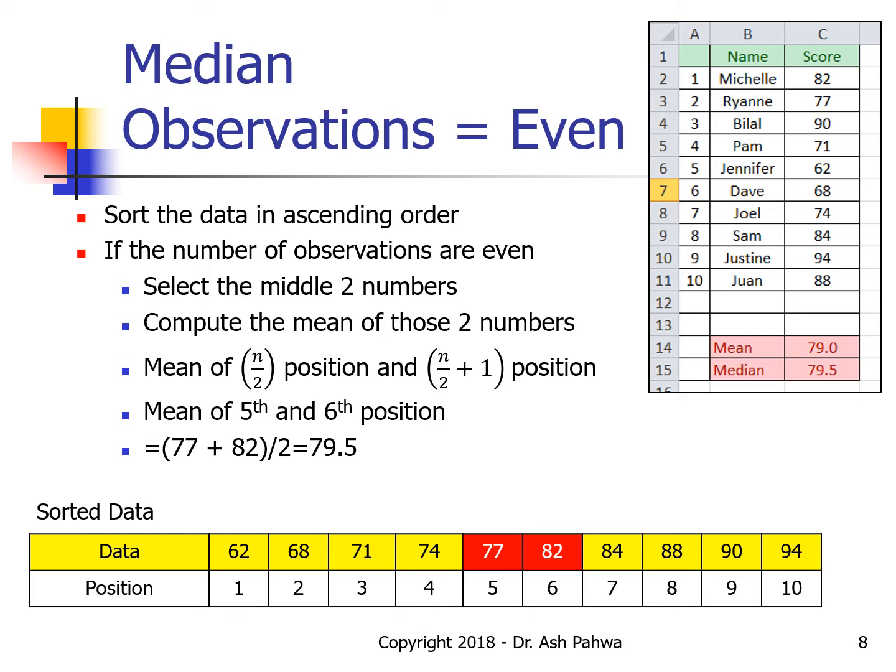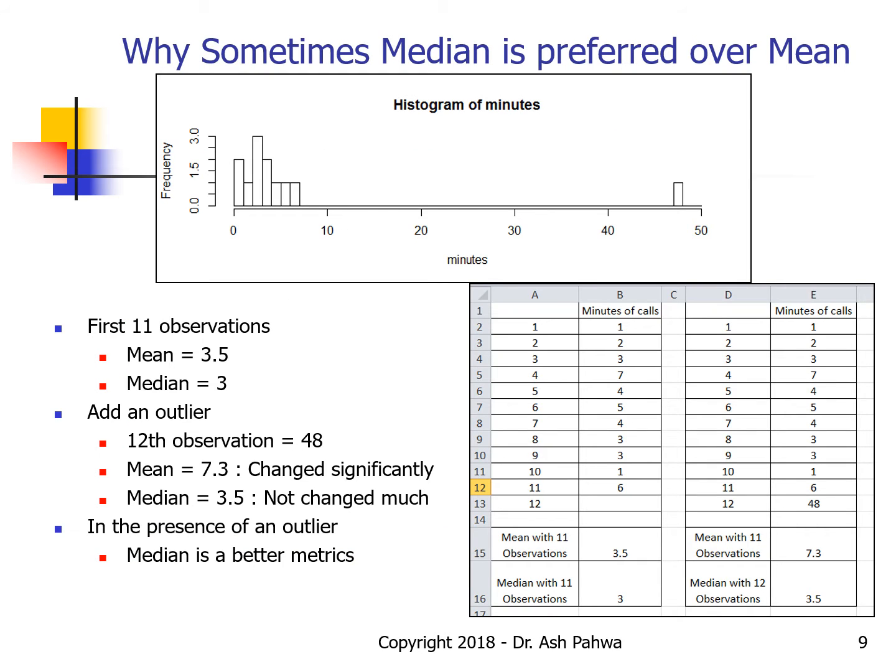So if we sort the data, our 5th position data is 77 and the 6th position data is 82. The mean of 77 and 82 is 79.5. So that is how we compute the median when the number of observations is even. We have covered 2 different metrics, mean and median. So what are the advantages of one over the other?